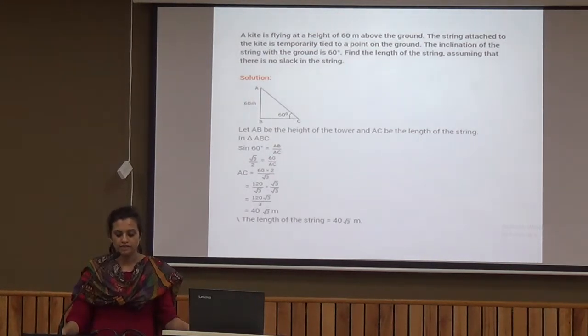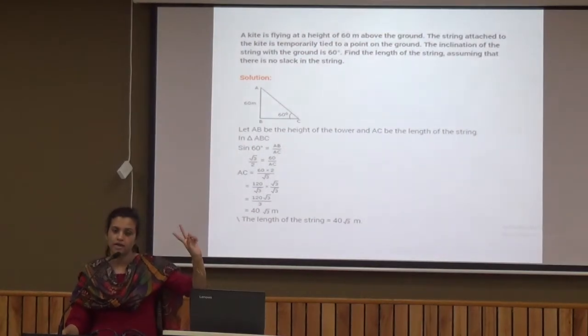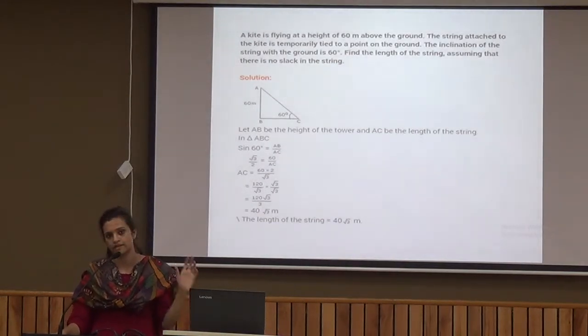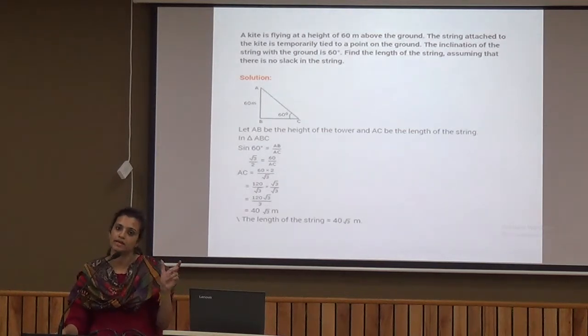It says a kite is flying at a height of 60 meters above the ground. The string attached to the kite is temporarily tied to a point on the ground. The inclination of the string with the ground is 60 degrees. See children, in both the previous examples, the language was a little different. Here it says the inclination of the string with the ground is 60 degrees. The key words here are inclination and ground. Inclination means the angle to the ground, and angle to the ground means angle of elevation. So these are different words that can come up in exams. Different terms can be used for angle of elevation and depression.